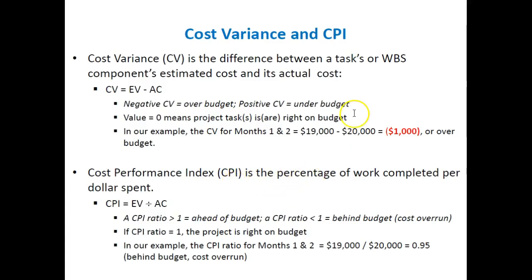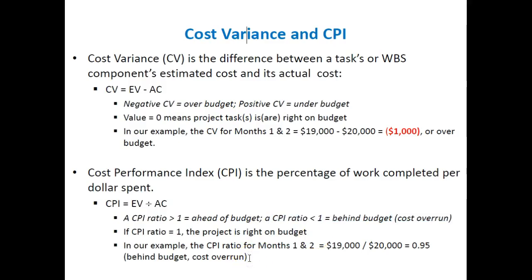But CPI is using the same variables, earned value and AC. It's just doing a different calculation. So it's earned value divided by the actual cost, right? And in our example, we get 19,000 divided by 20, so we get a CPI of 0.95. If it is under 1, that means that you are behind budget. You are experiencing cost overruns. Okay? If it's over 1, you're ahead of budget, and that would be cost underruns. If it is equal to 1, you are right on budget.